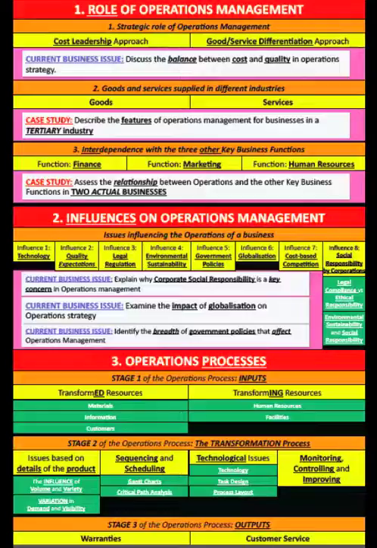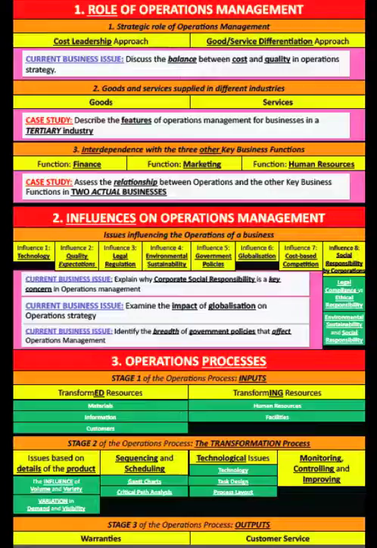Now you can see from there the pink boxes are the areas where you need a case study, right? So you can see in operations processes that there's not really a case study, because it's got things like Gantt charts and stuff like that. You don't need a case study for a Gantt chart or a critical path analysis. What you do need case studies for are those top two, for role of operations management and influencers, and you need to know which case studies you're going to use for each one.